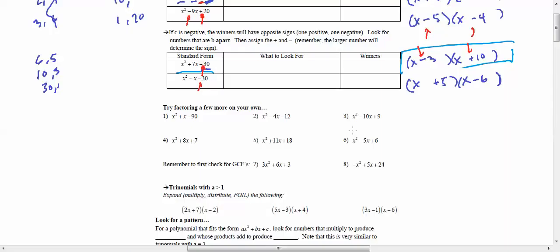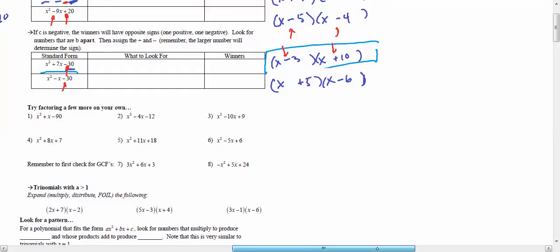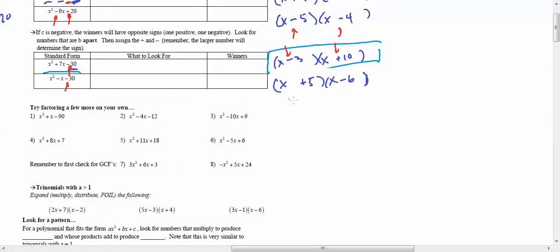I told you that the best thing to do for you would be to practice these, and so why don't we practice these 8 problems? Okay, we'll just do them. Do I have extra room here? Yeah, I do. All right, let's try this first one. X squared plus x minus 90.